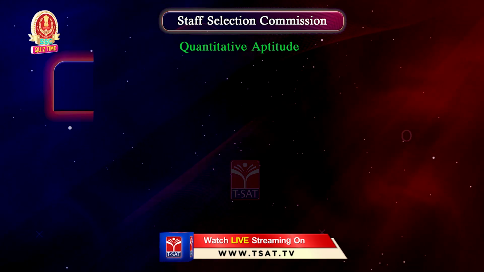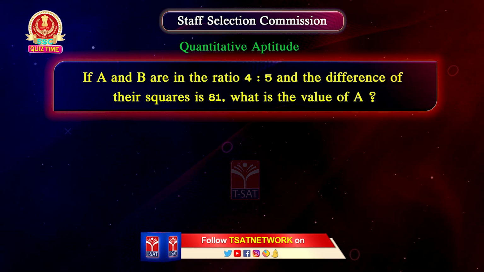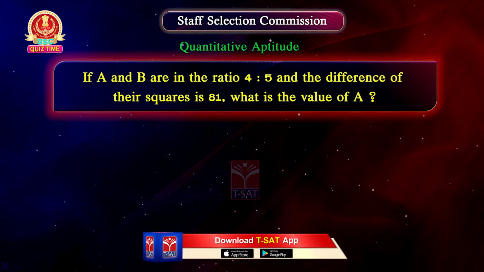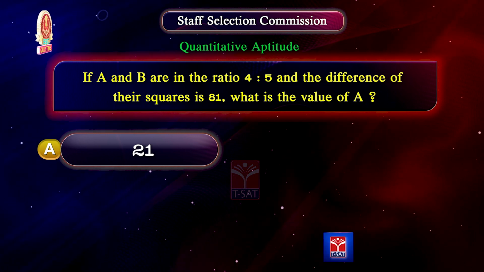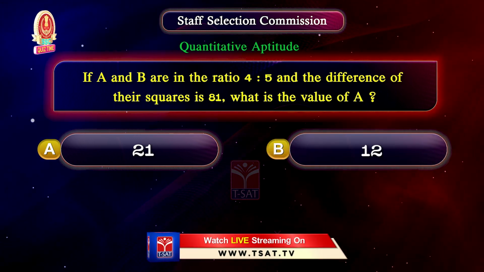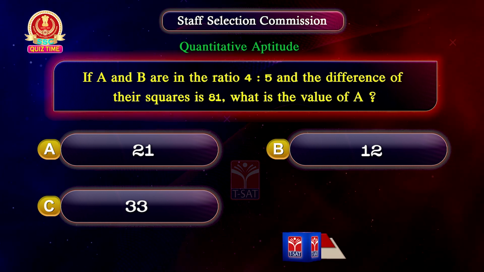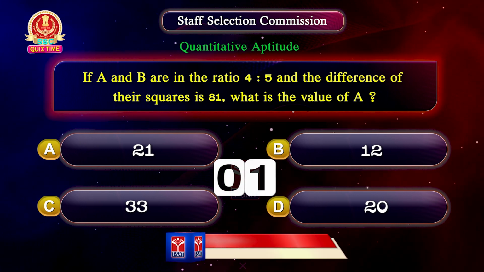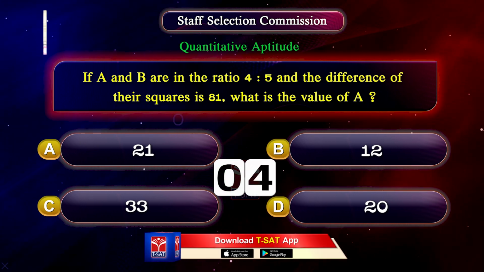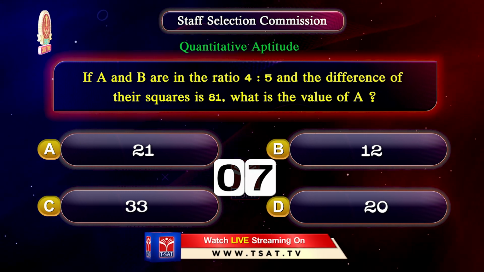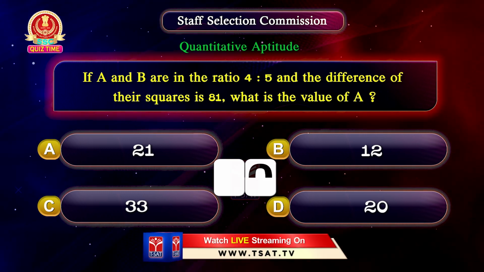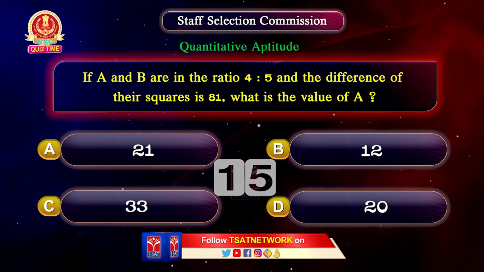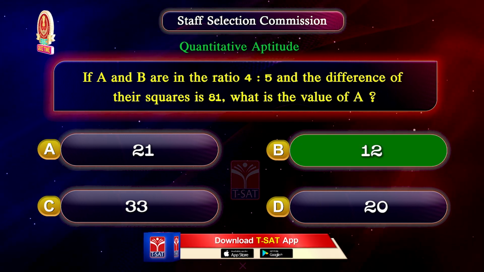Next question. If A and B are in the ratio 4:5 and the difference of their squares is 81, what is the value of A? Option A, 21; option B, 12; option C, 33; option D, 20. Your time starts now. The correct answer is option B, 12.